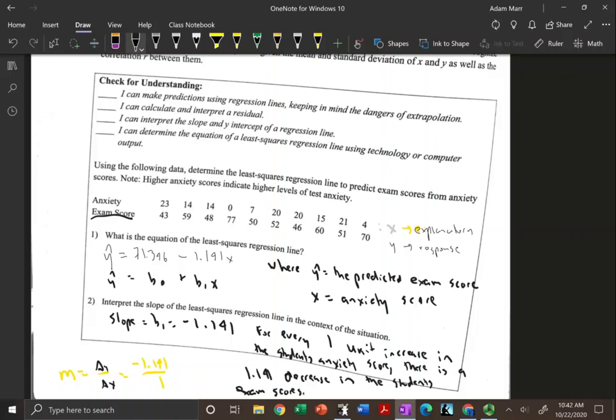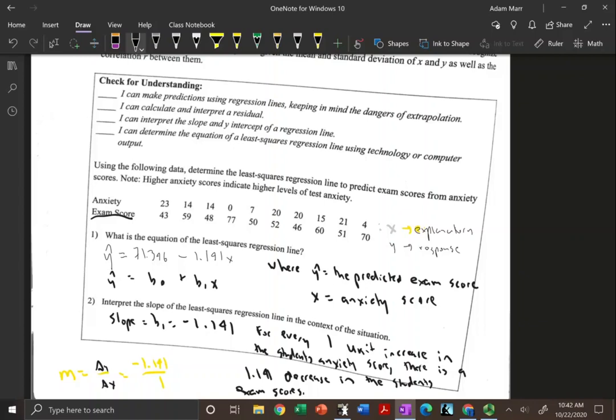Okay, something about like that. All right. The book says for each increase of 1 unit in anxiety scores, we predicted exam score decrease by about 1.14 points. So right here, and then this is something that I sometimes forget right here.